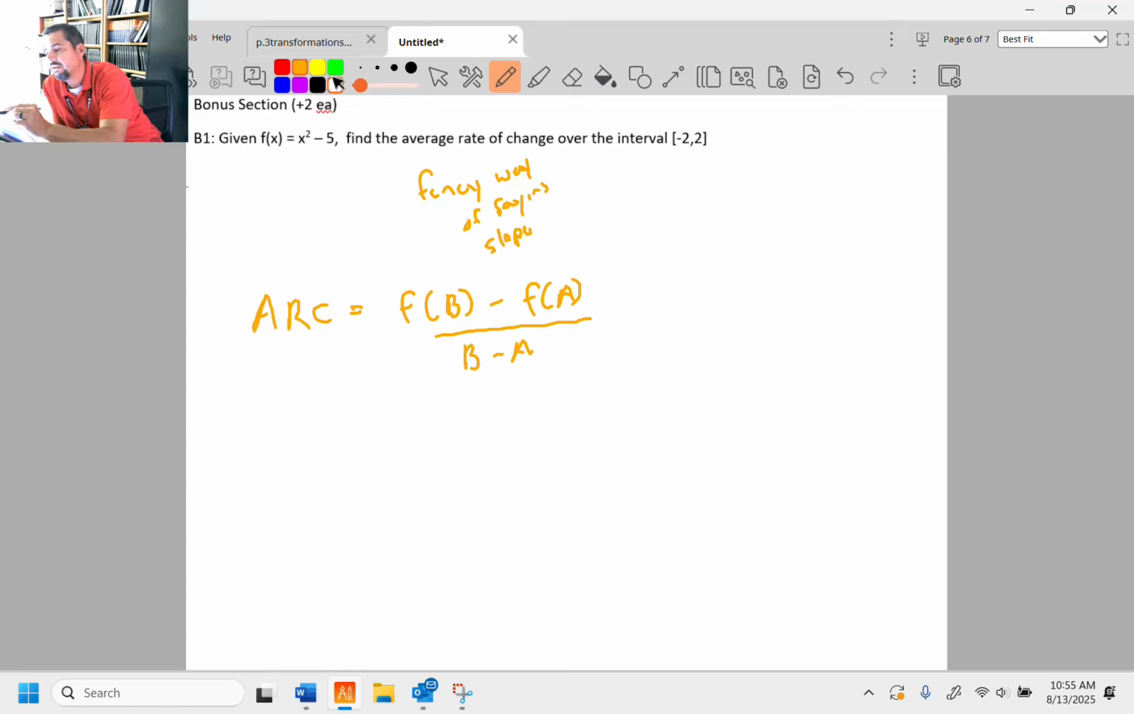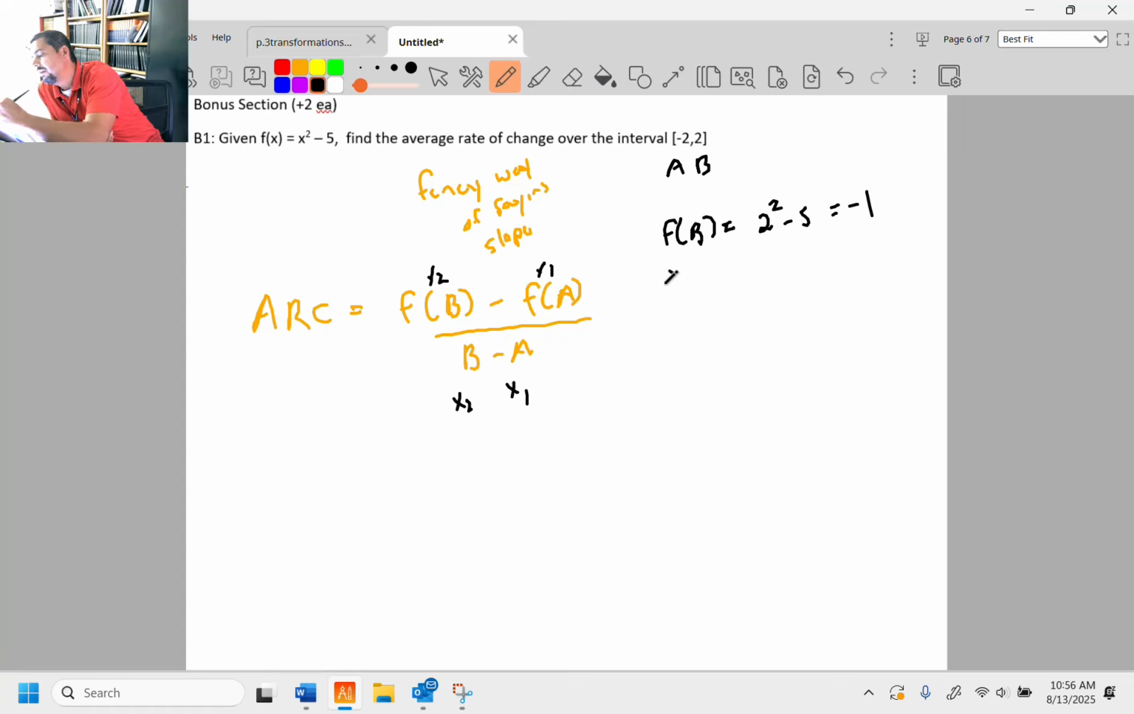And that should look like slope to you, because when you talk about f of b, you're talking about an output. Like, this is literally y2. That's y1. That's x2. That's x1. It's just a rewrite of the slope formula. Now, how do we get f of b and f of a? Well, the first number in the interval is a, and the second number in the interval is b. So I'm going to find f of b by plugging in a positive 2. Everywhere I see an x, I'm putting a 2. So it becomes 2 squared minus 5, which is negative 1. F of a is found by plugging in a negative 2. Notice how I wrap it in parentheses?